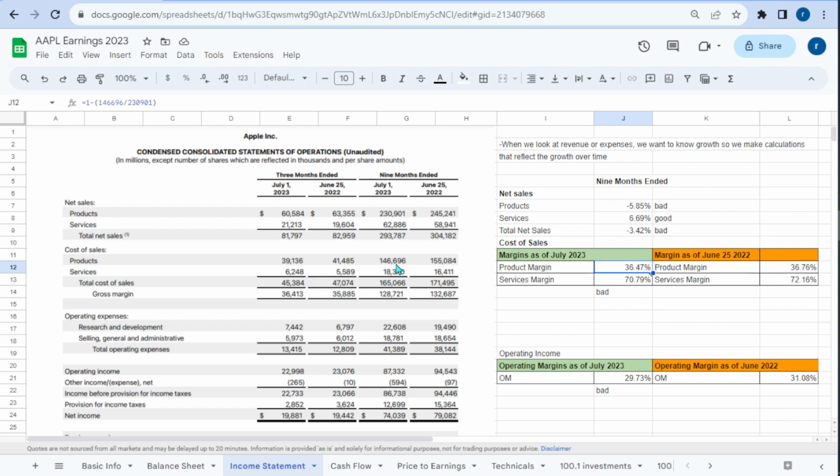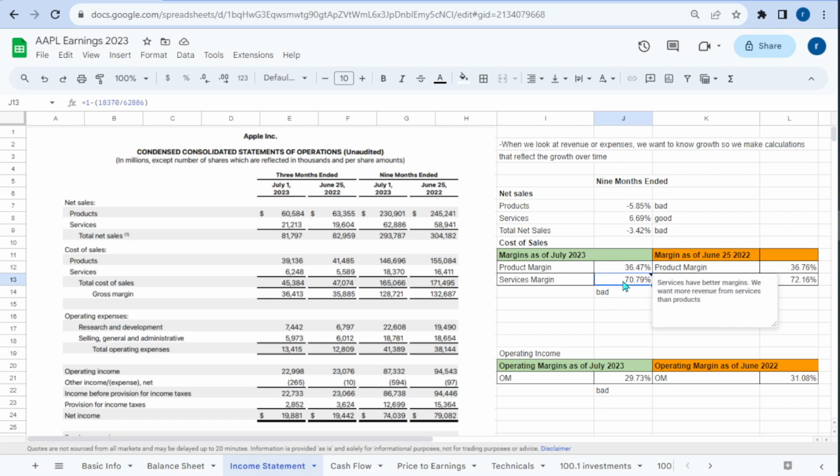146,696. And then we're going to divide that by 230,901. And then from that, we're going to do 1 minus that amount. So 1 minus that amount is going to give us our margin. So here we see that 36.47% is our product margin. That means that about 36 cents for every $1 of sales is retained.